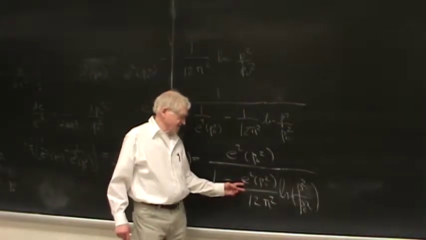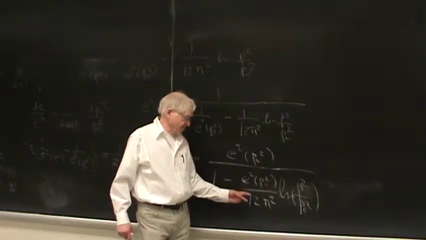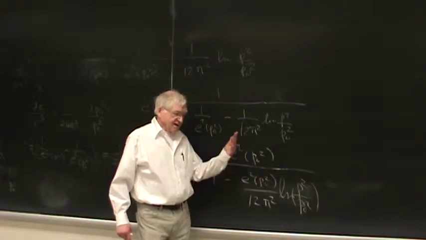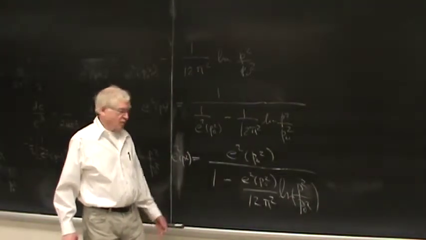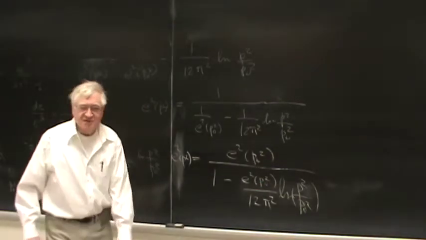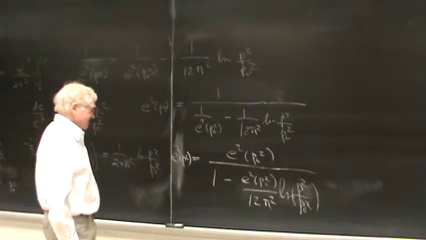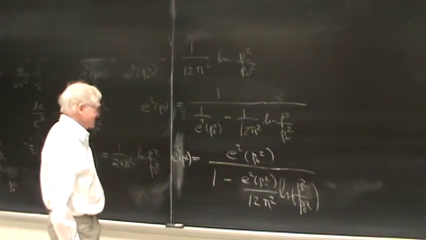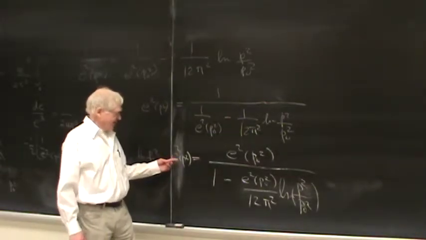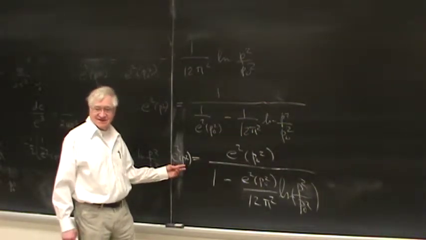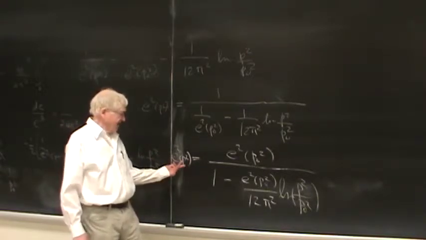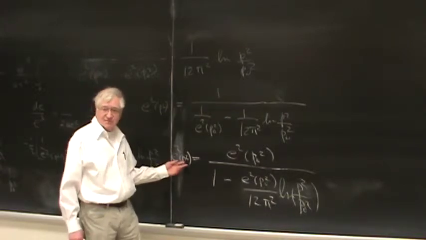And e squared over 4 pi squared is 1 over 137. So this is 1 over something like 400, 1 over 400 times a log. And logs, you know, are so sluggish. They're the sleepiest of functions. And so consequently, this thing is more or less a constant, a coupling constant in the vicinity of p squared. And you can think of it as the effective coupling constant at momentum p squared.